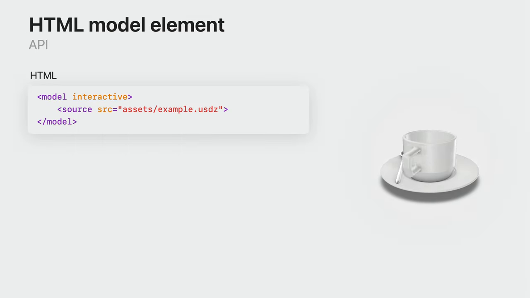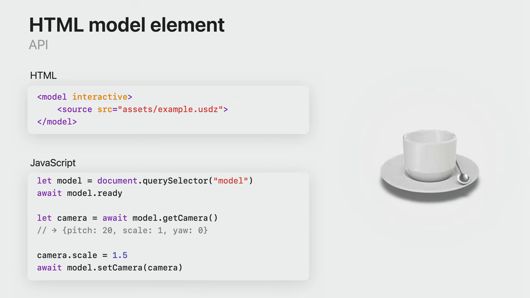Introducing an entirely new element is a big step, so we're starting simple, with an easy way to specify the source of your 3D object and an attribute to enable or disable user interactions. The JavaScript API is a bit richer. You have access to the camera, animations, and more. Sounds interesting? If you run the latest Safari, you can enable the model element feature flag on any platform.